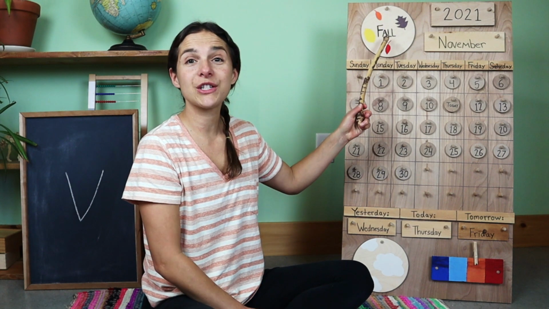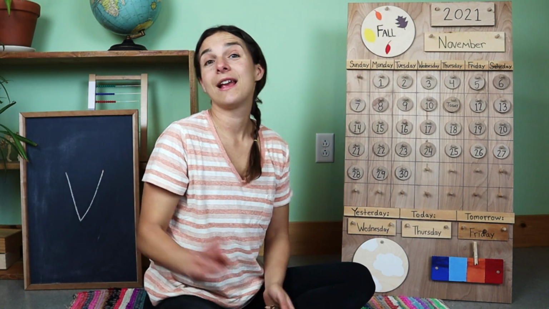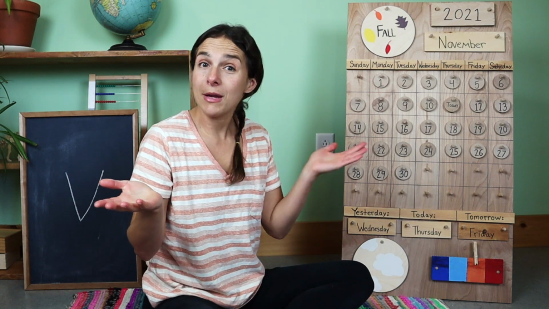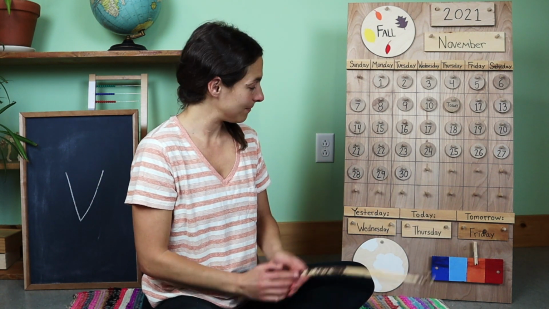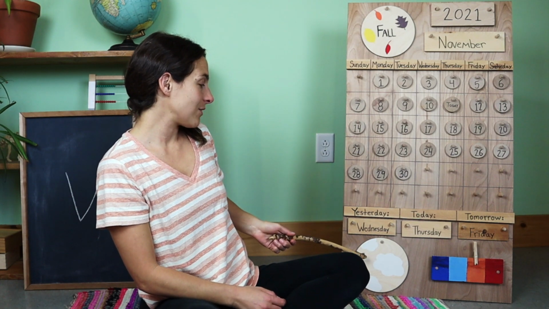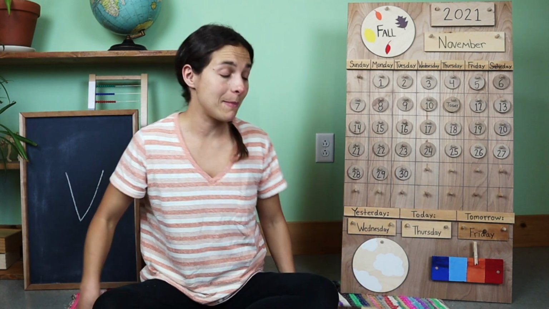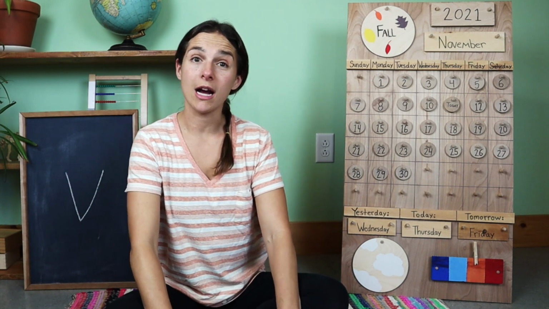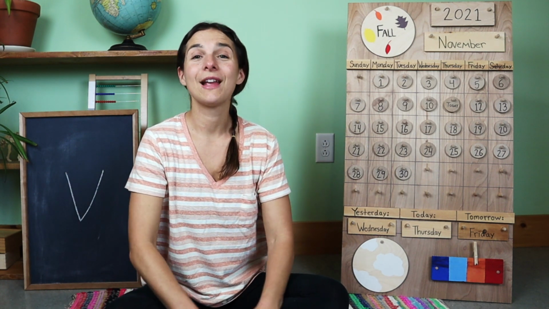Back up at the top of the chart, we have the season. There are 2 ways to say the season. You can say that it's fall, but you can also say it's autumn. And if we go back down to the bottom of the chart, I have a picture of the weather. So let's sing the weather song together, and then we'll talk about what we see outside.